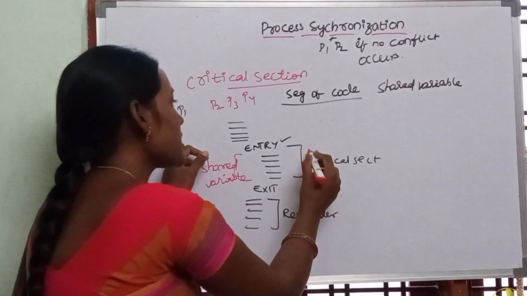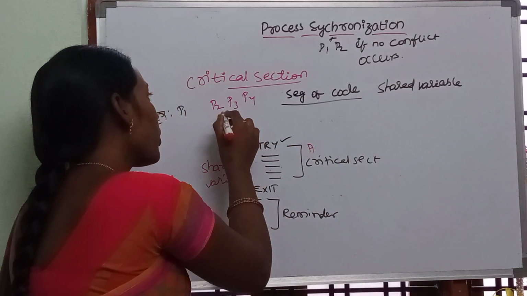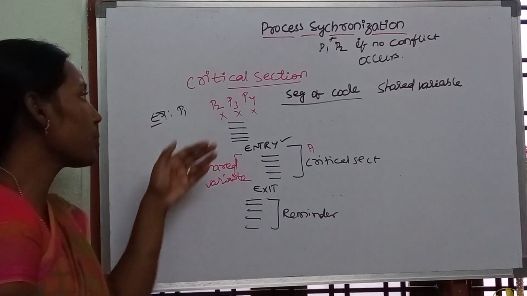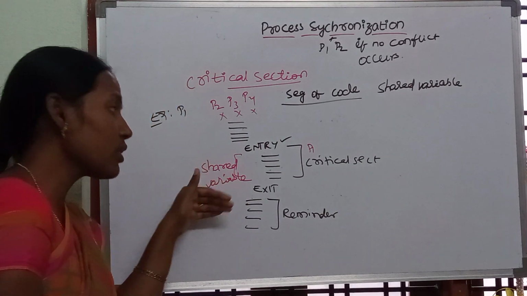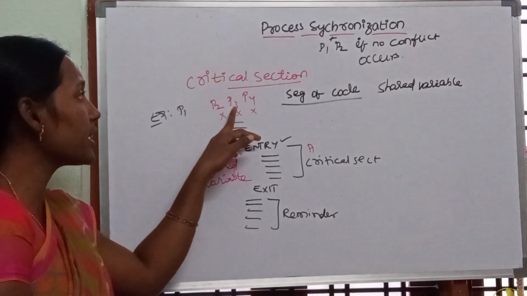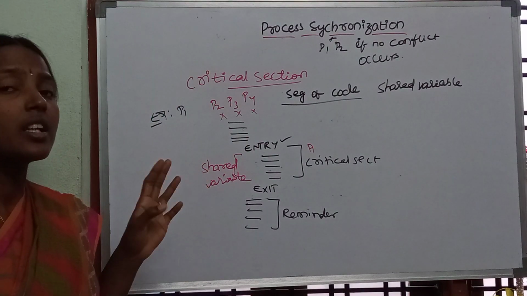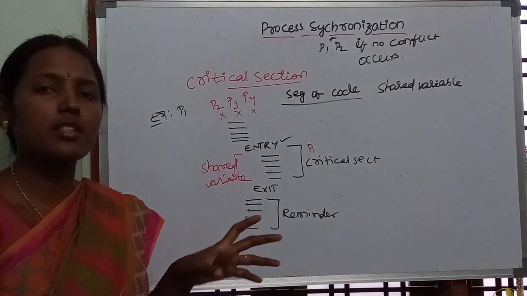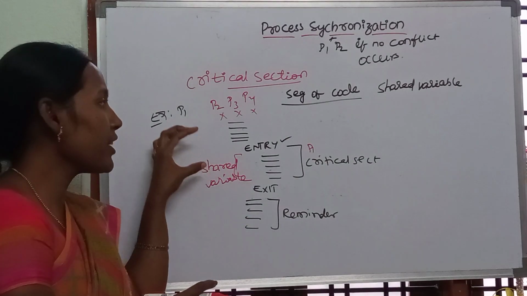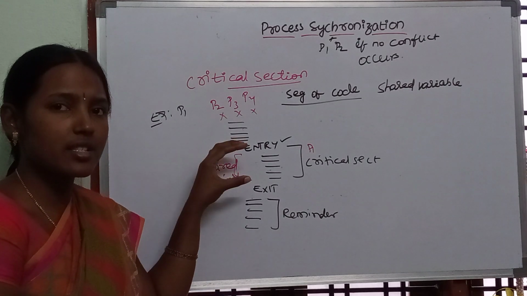So once P1 is in its critical section, no other process should be in their critical section. They can execute their before critical section and after critical section, but they do not have to enter into their critical section. This is the responsibility of the system. So overall, the critical section is nothing but the code that accesses shared variables.